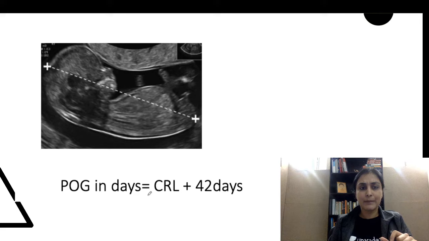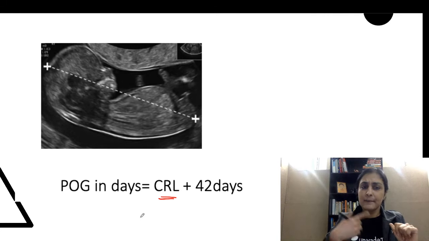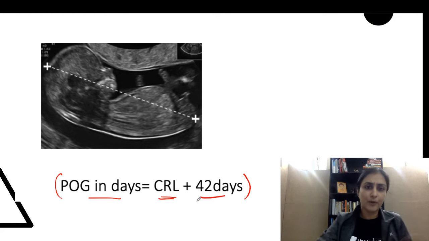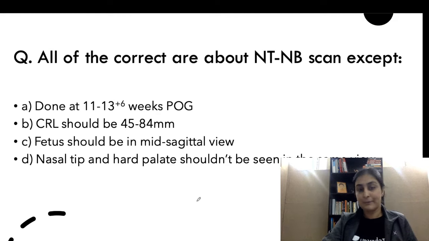And one trick to remember in the exam, if they give you the crown rump length: although in real life, in the computer, we already have the settings for all the expected CRLs with various periods of gestation, so as soon as I measure, the system automatically gives me the POG. But for exam purposes or just for a quick reference, remember that the period of gestation in days will approximately equal the length of CRL plus 42 days. Okay, so this is just a quick formula that you can remember.